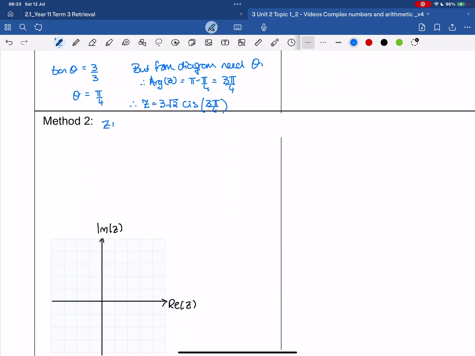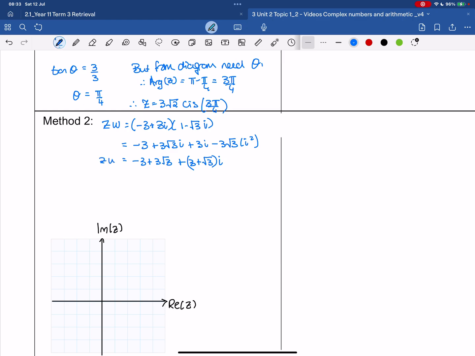So ZW is going to be negative 3 plus 3i times by 1 minus root 3i. And we're going to use FOIL to expand. So negative 3 plus 3 root 3i plus 3i minus 3 root 3 i squared, and remember i squared is equal to negative 1, so I have negative 3 plus 3 root 3 plus 3 plus root 3 i.